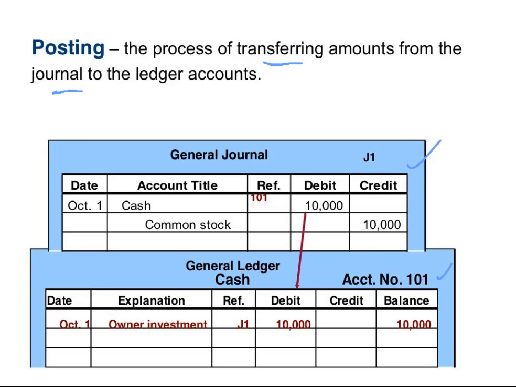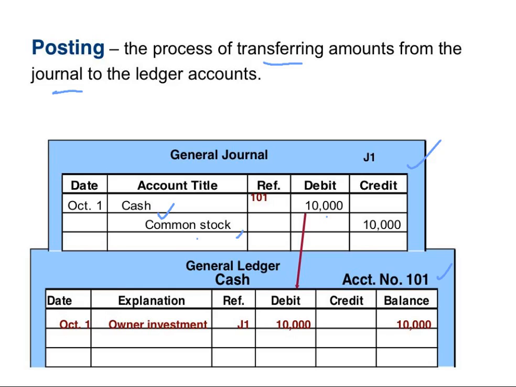Let's assume October 1st, in the general journal, we recorded a transaction, cash and common stock. Cash was debited, common stock was credited, so obviously the owners invested money in the business. Now we want to transfer that to the ledger. What effect did this transaction have on the account called cash, and what effect did this transaction have on the account called common stock? Well, we start with cash then.